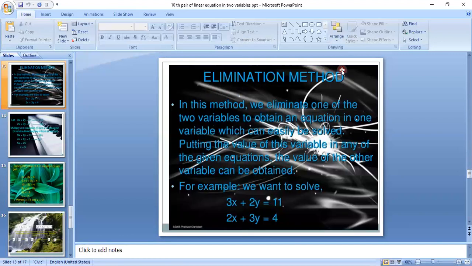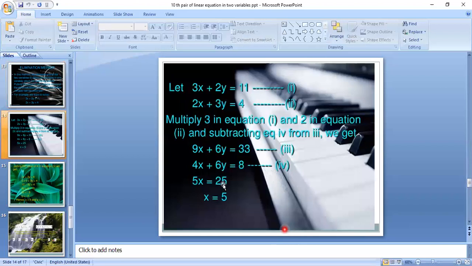The next method is the elimination method. In this method, we eliminate one of the two variables to obtain an equation in one variable which can easily be solved. Putting the value of this variable in any of the given equations, the value of the other variable can be obtained. For example, we want to solve 3x plus 2y is equal to 11, 2x plus 3y is equal to 4. So let 3x plus 2y is equal to 11, equation number 1, and 2x plus 3y is equal to 4, equation number 2.